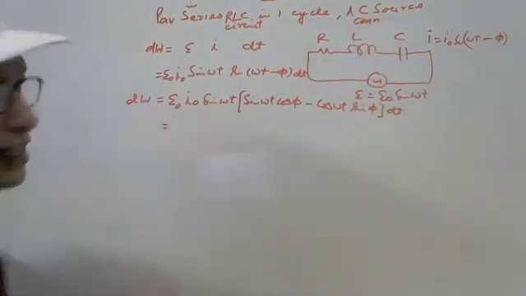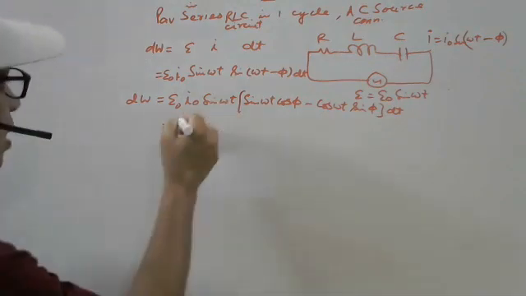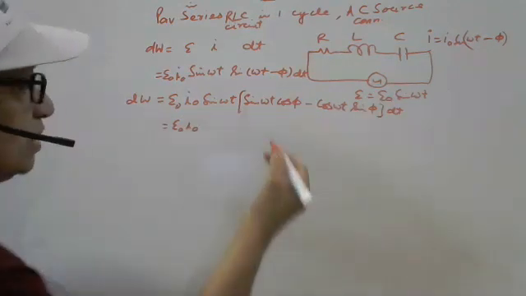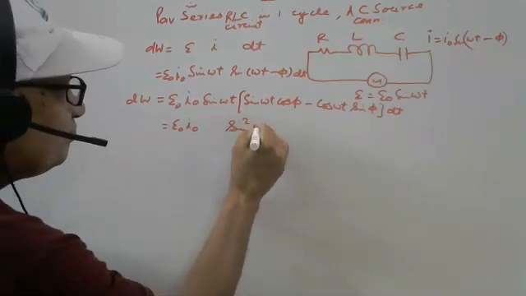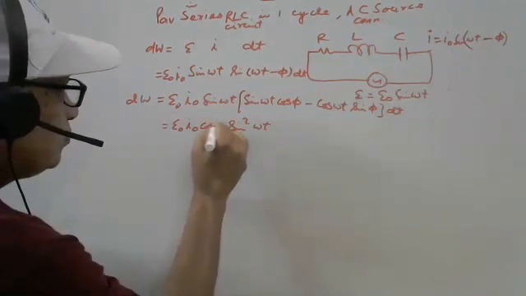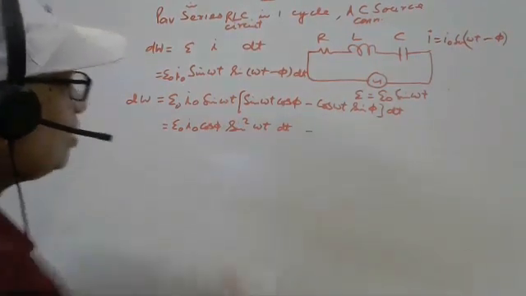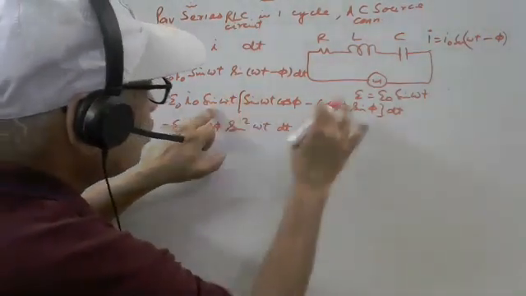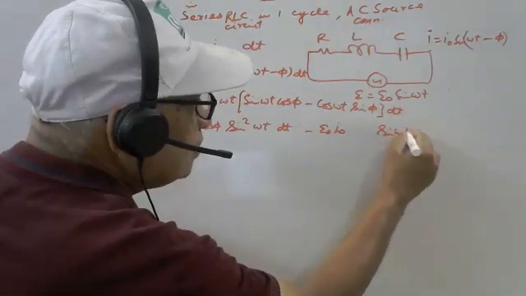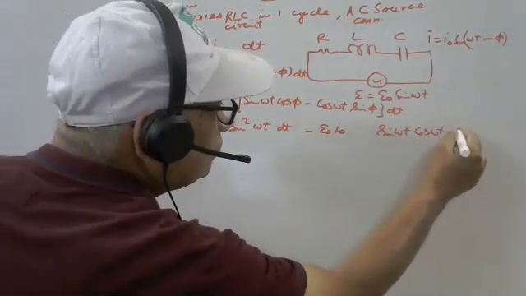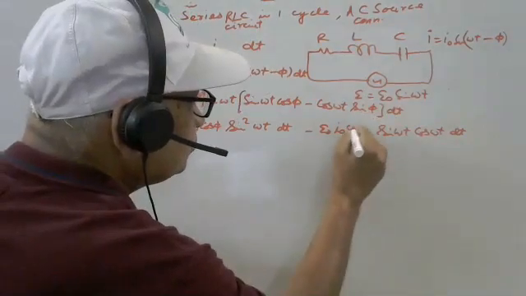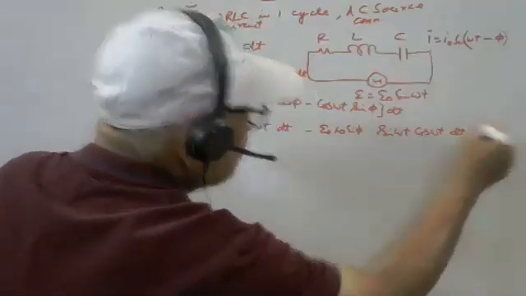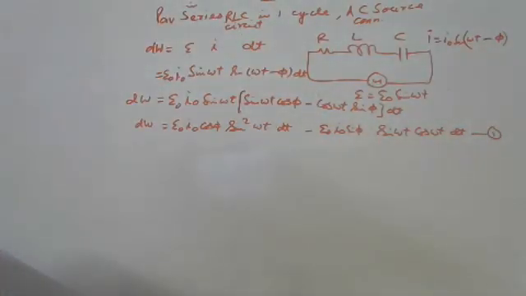You open the bracket here: E naught I naught sin square omega t cos phi dt, minus E naught I naught sin omega t cos omega t sin phi dt. Up to this, suppose this is equation number 1, you just tell me any doubt.